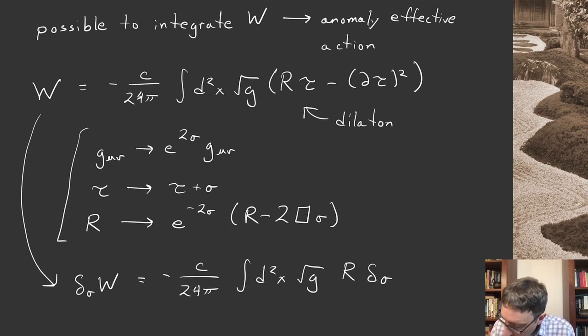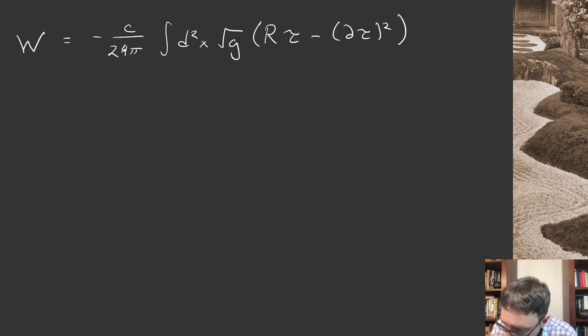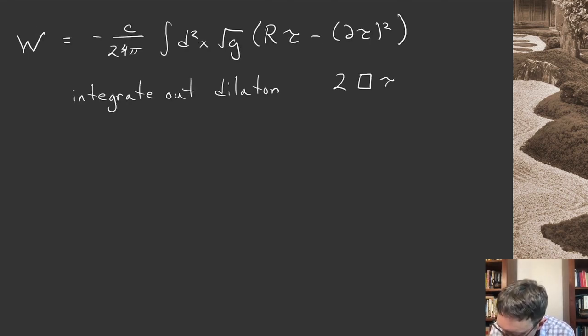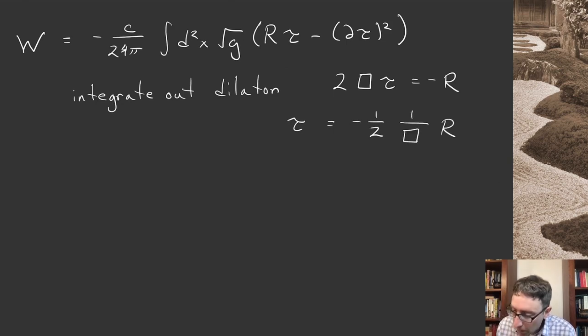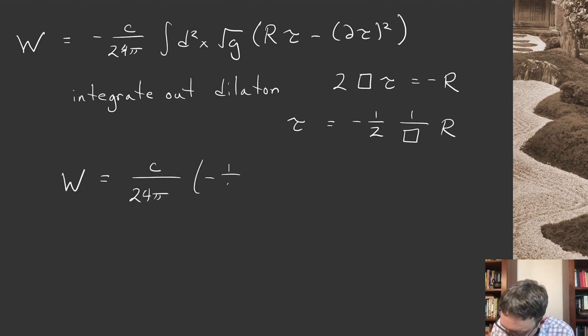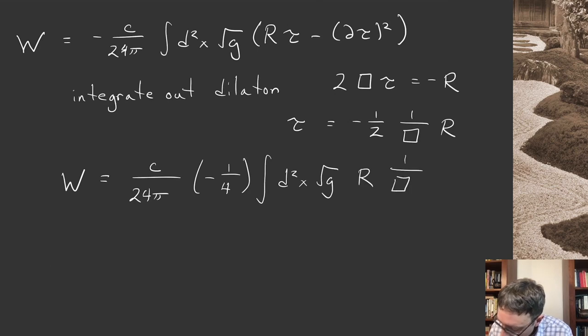And now again, you're saying, well, what is this dilaton? Do we really need it there? Well, let's try and get rid of it and see what happens. So the equation of motion for the dilaton is what? It's 2 box τ, if I've done this right, equal to minus R, or more particularly τ, by abuse of notation, is minus a half 1 over box times R. So if I plug that back into the effective action, what I'm going to find is that W is c over 24π, I think there's a factor of minus a quarter, although I could have fooled myself, ∫d²x √g R (1/box) R.